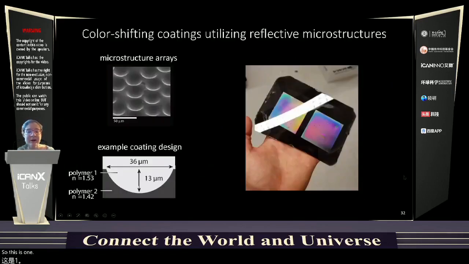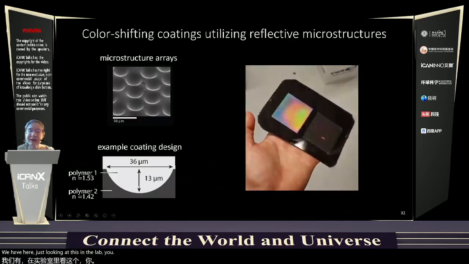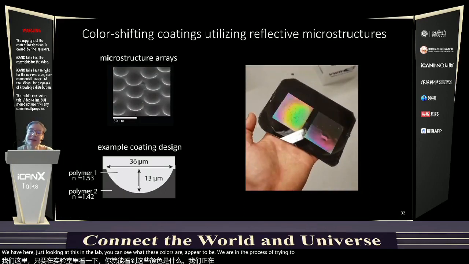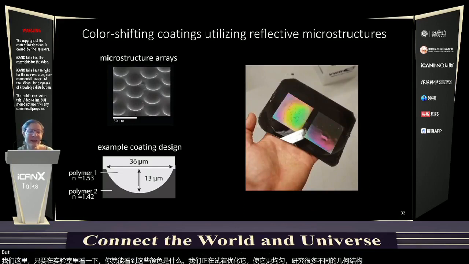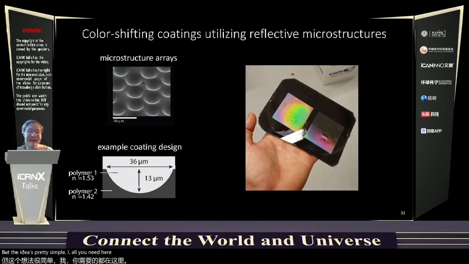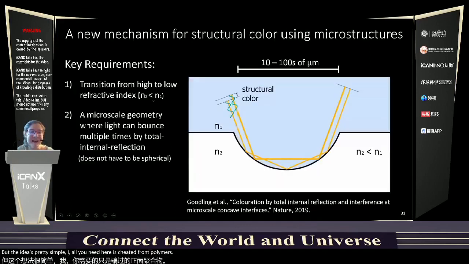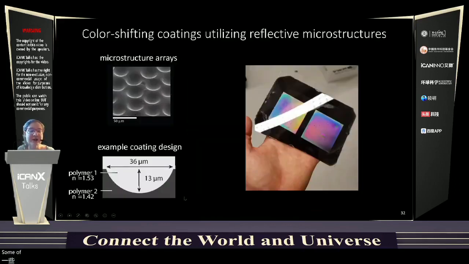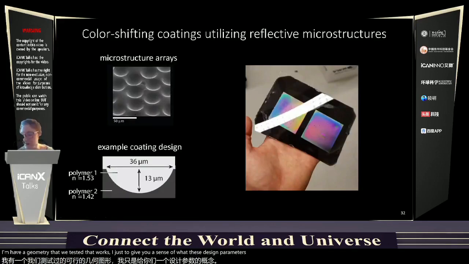This is one of our early prototypes we have here, just looking at this in the lab. So you can see what these colors appear to be. We are in the process of trying to optimize this a little bit, make it more uniform, playing with a lot of different geometries. But the idea is pretty simple. All you need here is two different polymers that have a transition from a high to low refractive index, and you need some microscale interfacial geometry where the light can bounce by total internal reflection. This is just one example of a geometry that we've tested that works, and just to give you a sense of what these design parameters might be.